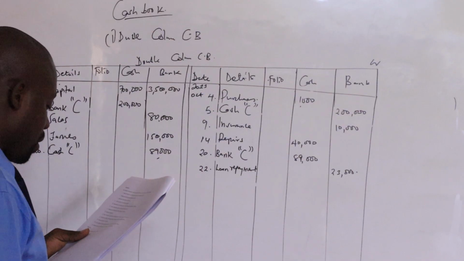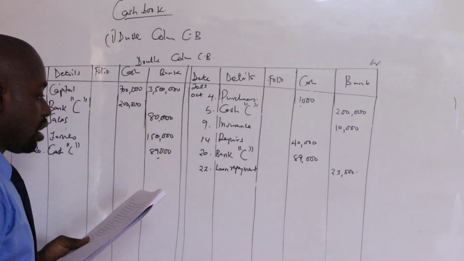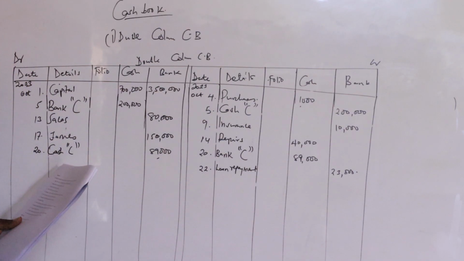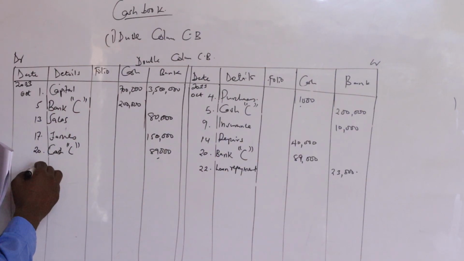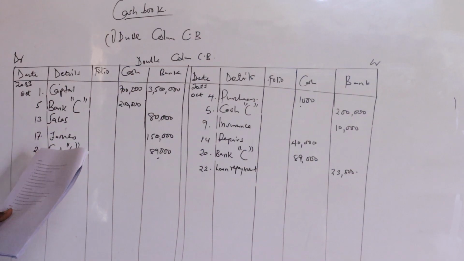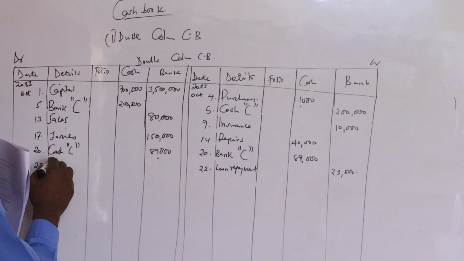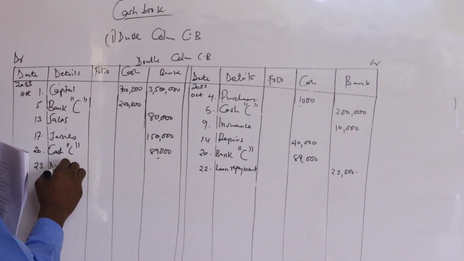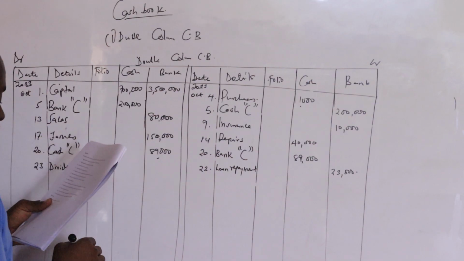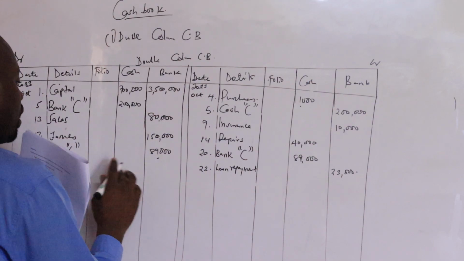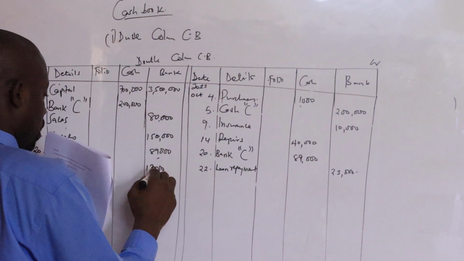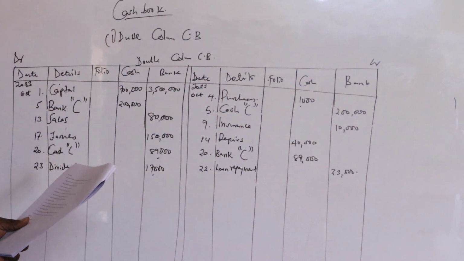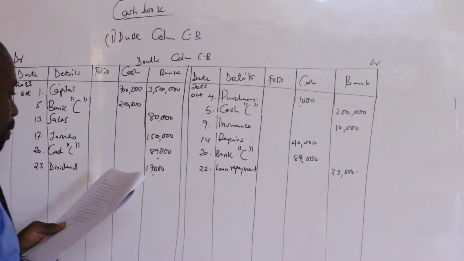On 23rd, received 17,000 as dividend, an inflow of money. Through which channel? We received it by check. So on the debit side, on 23rd, we are receiving money from KCB Foundation as dividends. So it is dividend income, which came via check of 17,000. So that's an inflow.